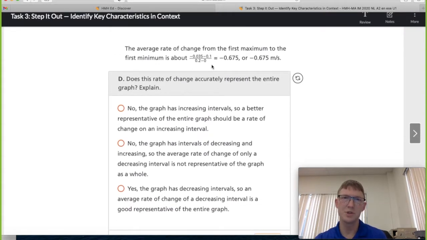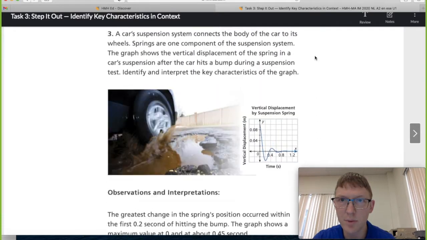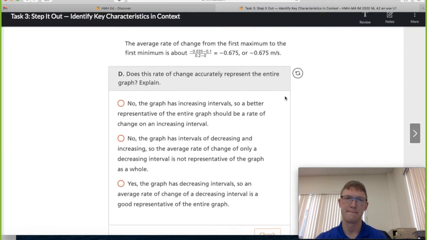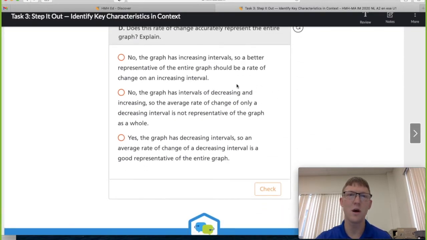So the average rate of change for its first maximum and first minimum is about, hey look, they did the math for us. That's neat. Does this rate of change accurately represent the entire graph? So that is from 0 to 0.2. So what do you guys think? This rate of change, does that accurately show the rate of change for the entire graph? I hope the answer is no.